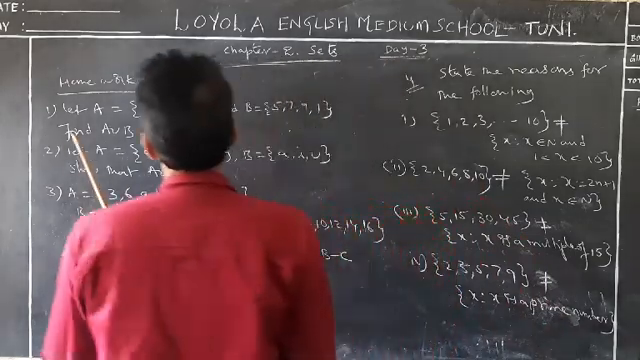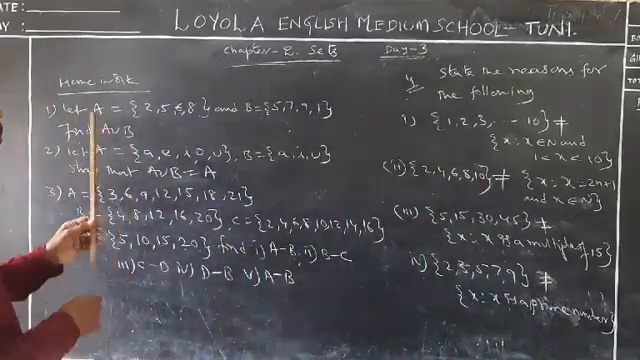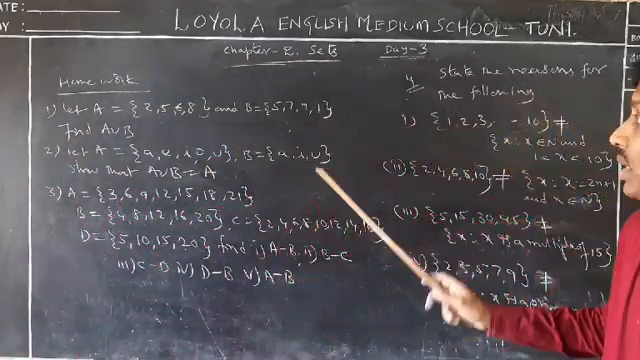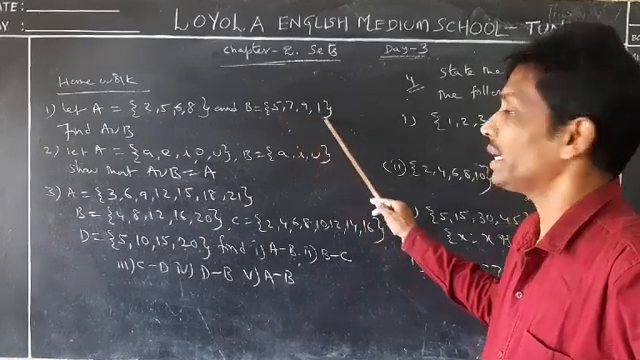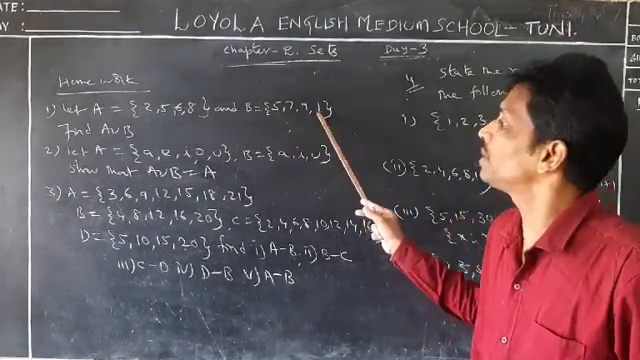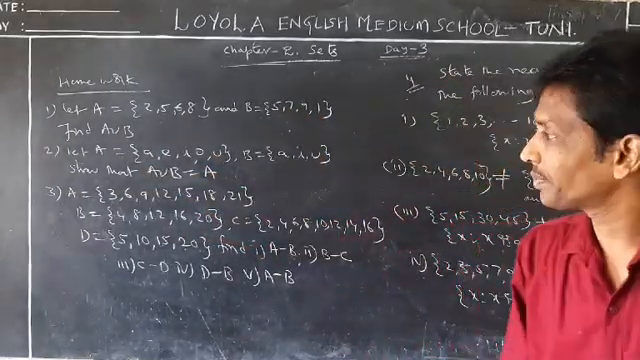Here, the first one is: two sets are given. A is equal to the set of 2, 5, 6 and 8. B is equal to the set of 5, 7, 9 and 1. 1 is given at the last. Remember, this is not 11, that is 1 only. You are asked to find A union B.